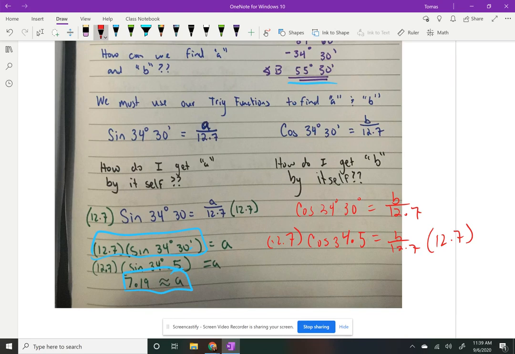Okay, so let me get my handy dandy calculator. I'm going to type in 12.7 times cosine of 34.5, and I get a whopping 10.46. Well, actually, let's round it up to 10.47, which equals B. So now we have our three angles and our three sides.